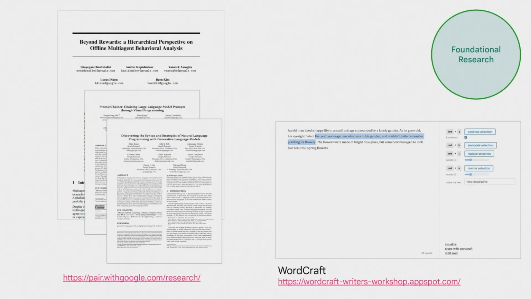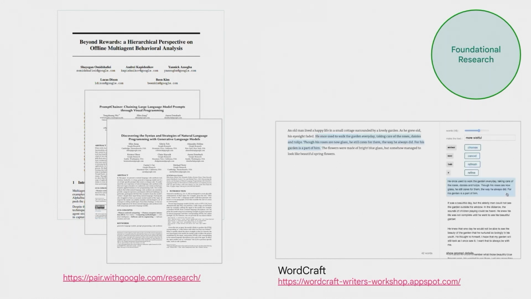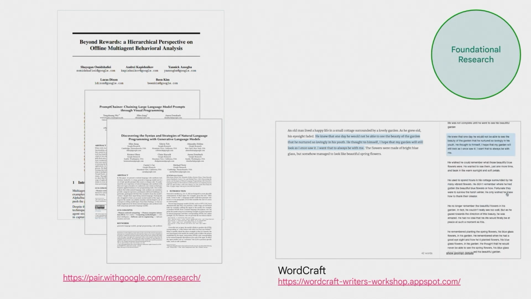And then we do foundational research. I mentioned we're a multidisciplinary team, and we have researchers who focus on machine learning research as well as human-computer interaction research. So you see us publishing at venues in both of those areas. And also producing work that straddles both of these areas of both foundational research and tools.